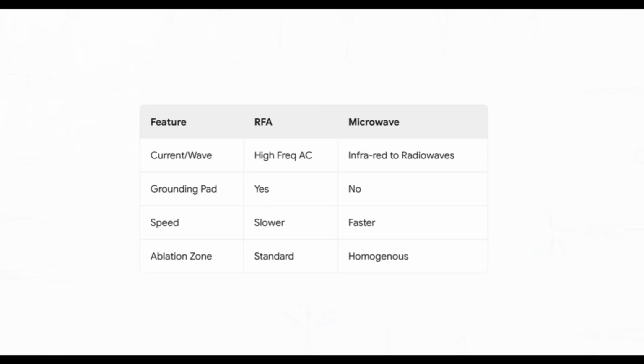On the other hand, we have microwave ablation. This utilizes electromagnetic waves to cause water molecule oscillation and intense frictional heat. The massive advantages over RFA: number 1, absolutely no grounding pad is required. Number 2, it takes way less time. And number 3, it provides a much more homogeneous, predictable, and spherical zone of tumor ablation. It's a real game changer.